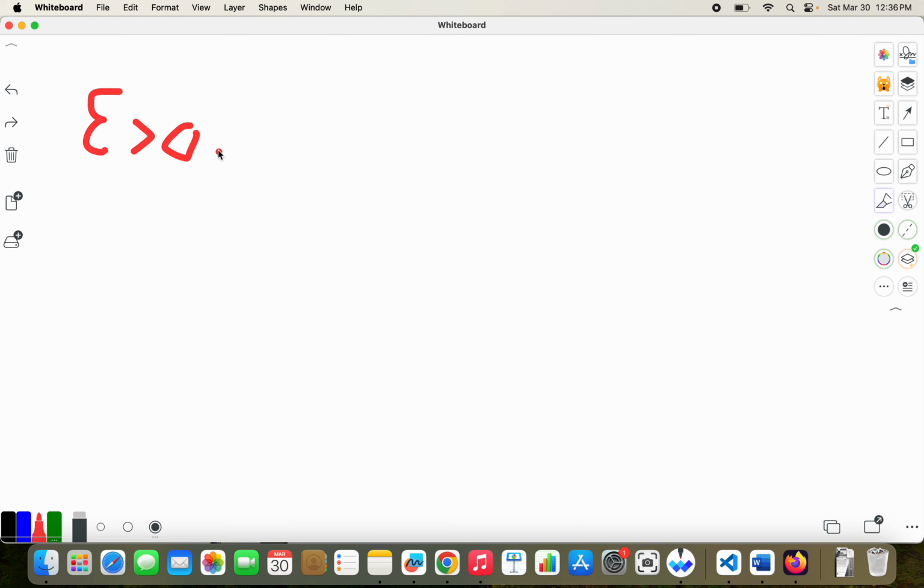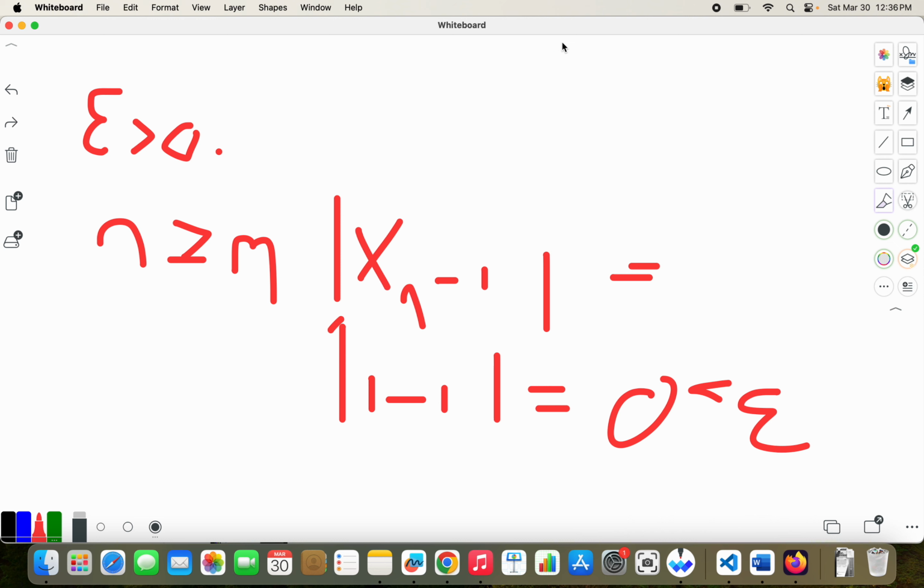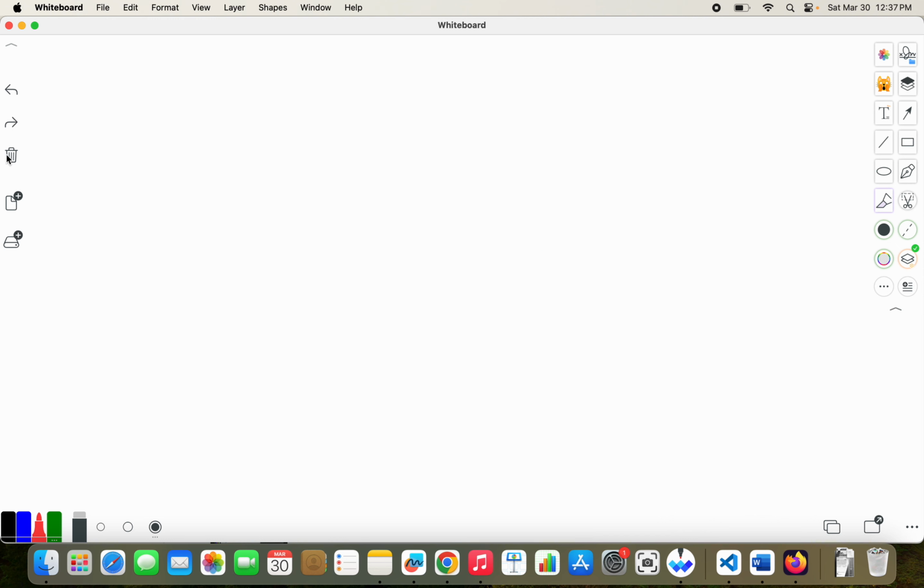Choose m to equal 1. Then, if n is greater than m, |xn minus 1| equals 1 minus 1 equals 0, which is less than epsilon because epsilon is greater than 0. And then we'll do one more limit, and then proof, and then we're done with lecture 6.